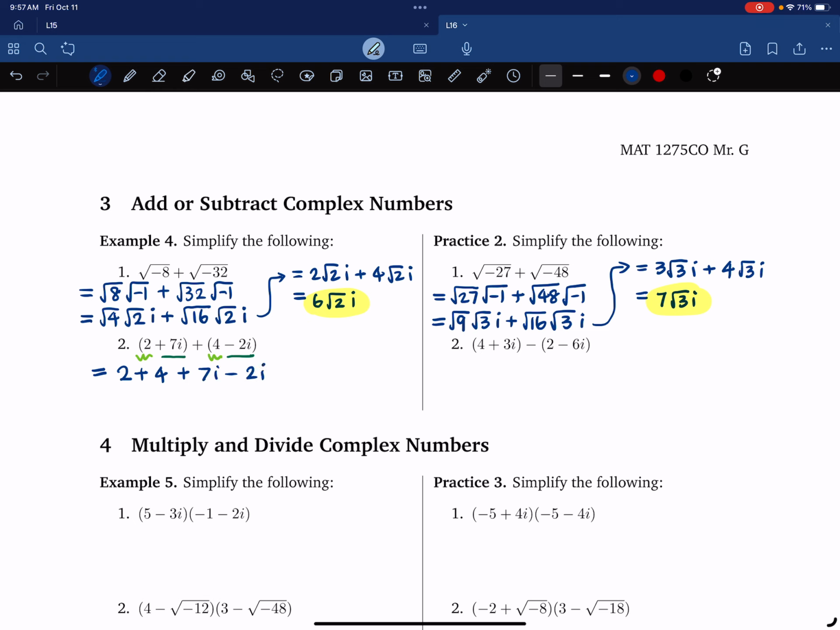So this will be what I have, right? 2 plus 4 plus 7i minus 2i. I simply switch the order a little bit, and now I can add them. So 2 plus 4 is 6, and then 7i minus 2i is positive 5i. And this will be my final answer.